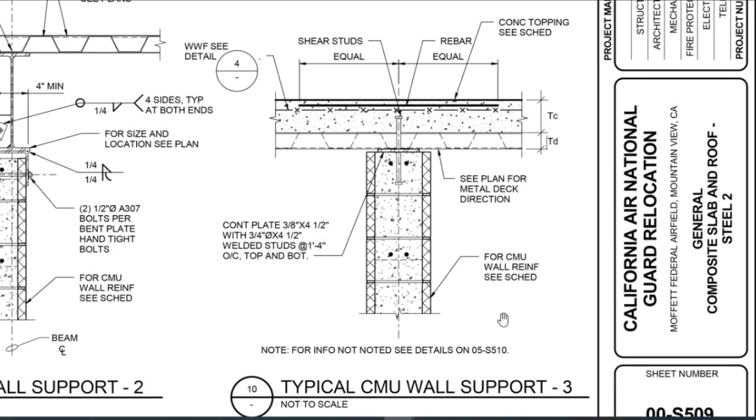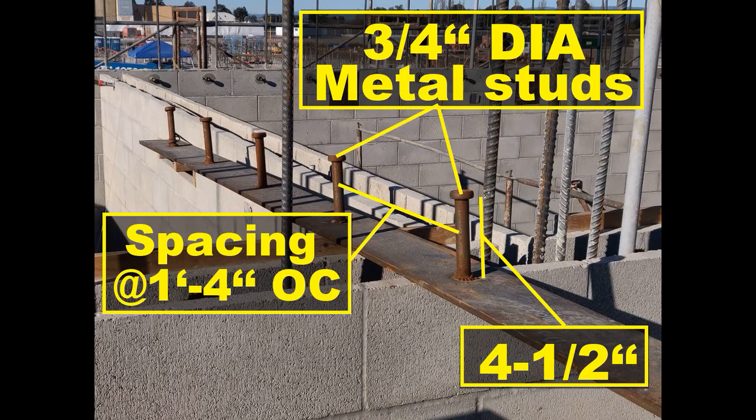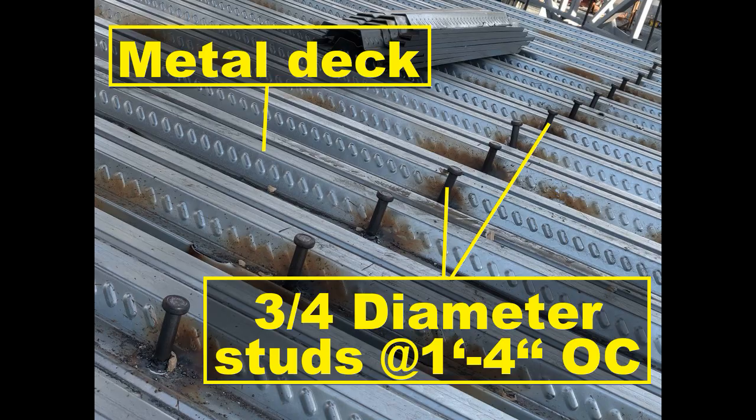Detail 10, typical CMU wall supporting metal deck. 3/8 inch continuous plate by 4.5 inches wide, with 3/4 diameter welded studs, 4.5 inch long, spaced 1 foot 4 inches on center top and bottom. After the wall has been erected and inspected and grout placed, but before grout solidified, the plate will be placed facing studs down, the top stud to be welded after metal deck installation.